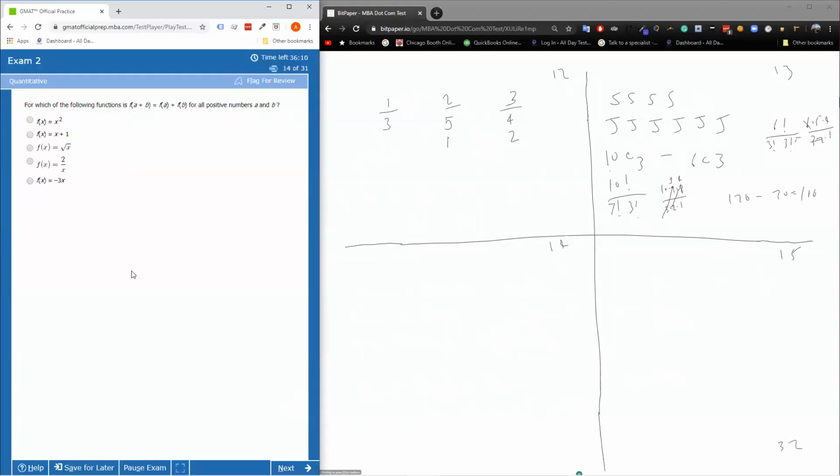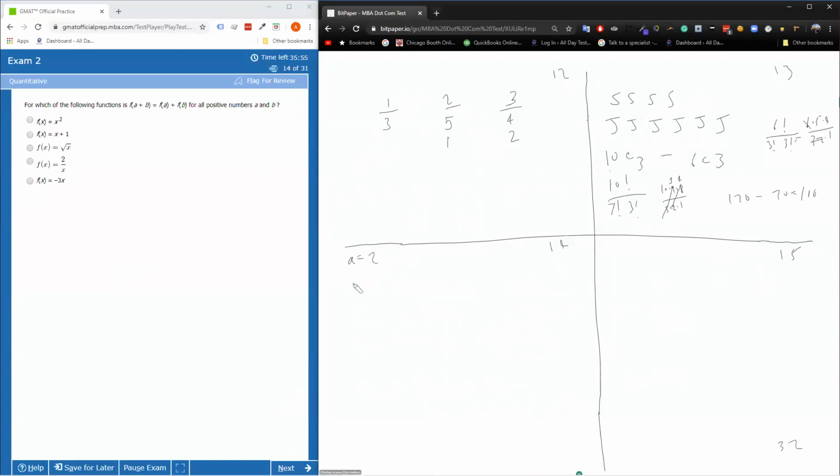Which are the following functions? More function questions. Is f of a plus b equal to f of a plus f of b for all positive numbers a and b? So if I do the same thing as the one we had before, a is 2, b is 3. So we're saying f of 5 is equal to f of 2 plus f of 3.